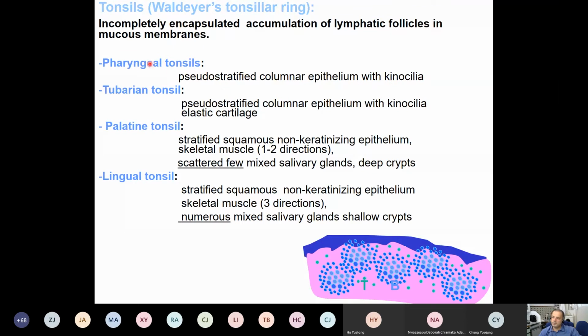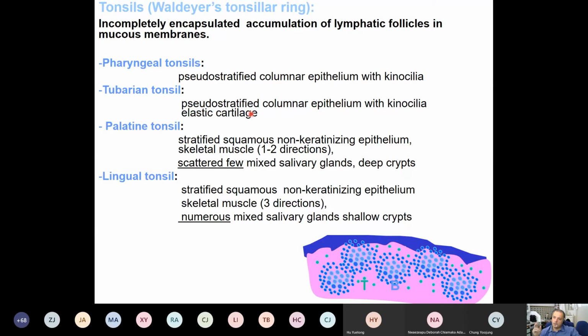If you have to distinguish those 2 from each other, considering the fact that the tubarian tonsil sits on the torus tubarius, which is cartilage, one will most likely also find some elastic cartilage in the tubarian tonsil section. So these 2 sections would be distinguishable based on the epithelial surface, and those 2 from each other you can distinguish based on the presence or the lack of the cartilage.